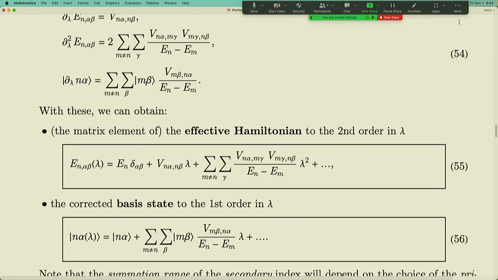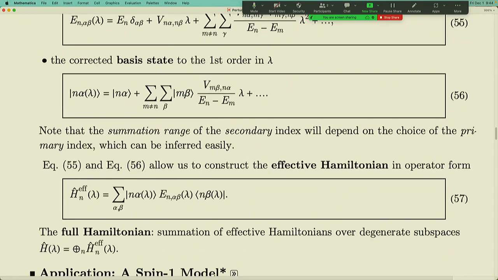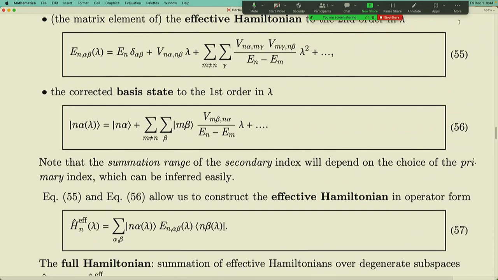And then the same applies to the state correction, that if you start from an n alpha state, you have the chance to be mixed with the m beta state. And then the amount of mixing will be proportional to the strength with which this perturbation can connect you from n alpha to m beta. Of course, it again depends on the energy denominator to adjust the coefficient. Okay, so these are the results of degenerate perturbation, and with that, basically one can form a so-called effective Hamiltonian.